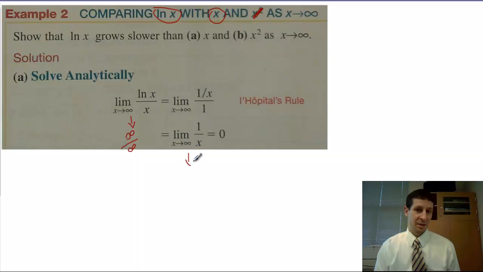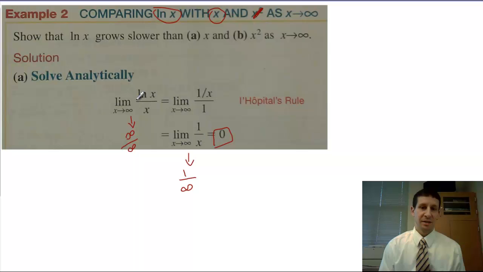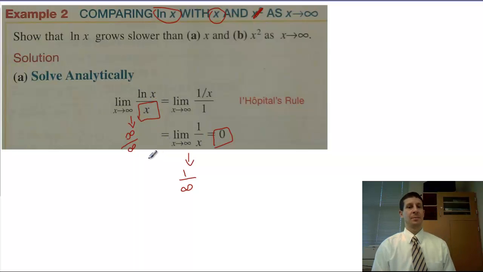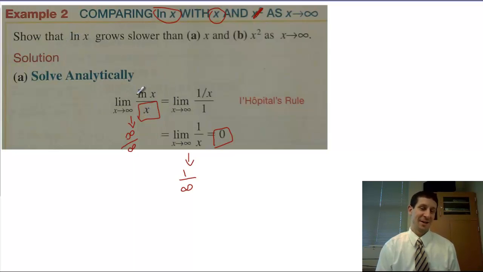Then attempt to sub in again, you get 1 over infinity, and sure enough, if your denominator is approaching infinity, your overall answer is 0. And we said if our answer to this limit problem ends up being 0, we know that the faster function is the bottom, and this question asked us to prove that natural log of x was slower. So if x is faster, then natural log of x must be slower. Okay, so there's example 2.